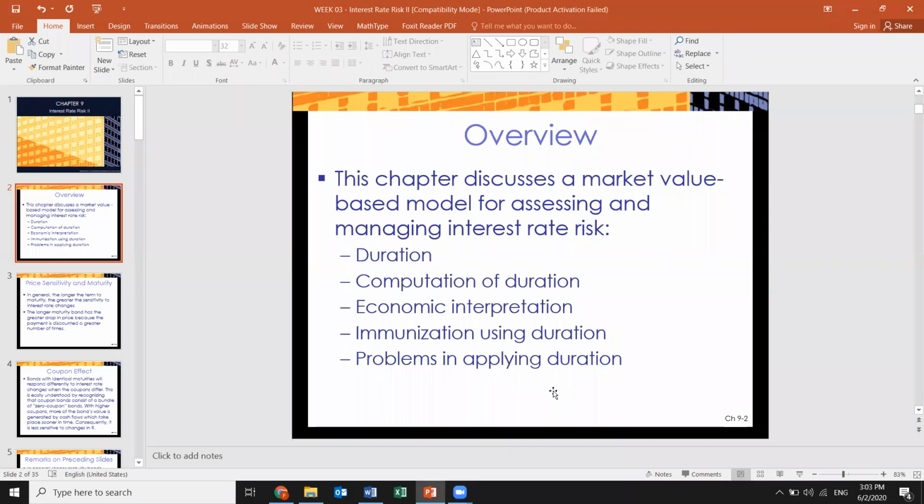Yesterday, you submitted the questions. At the end of the lecture today, I'm going to illustrate the answers as well, so that you can compare. And today, I'm just going to continue with interest rate risk too. So there are some chapters that we need to go over.